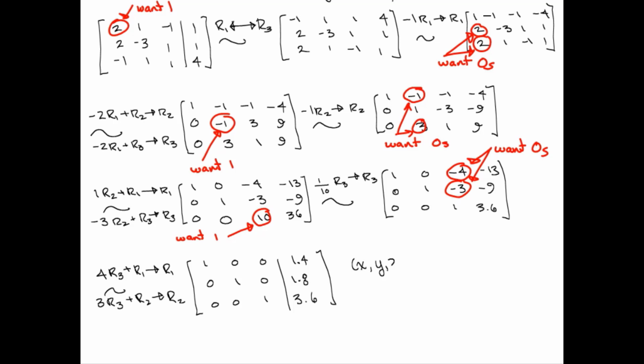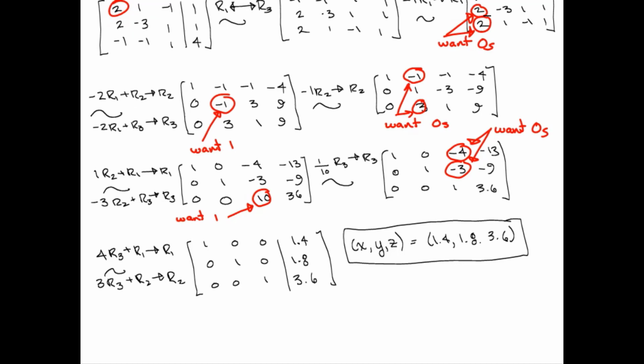Our ordered triple x, y, z is equal to 1.4, 1.8, 3.6. Now let's see some of the special cases that can come up, just as they did when we had a system of 2 equations and 2 unknowns, and we used Gauss-Jordan elimination. Most of the time we would get one solution, but sometimes we'd get something a little bit different. And that can happen using Gauss-Jordan as well.